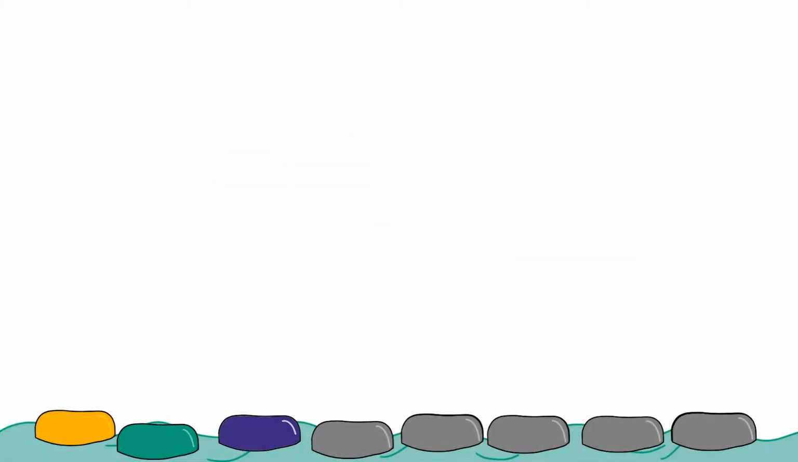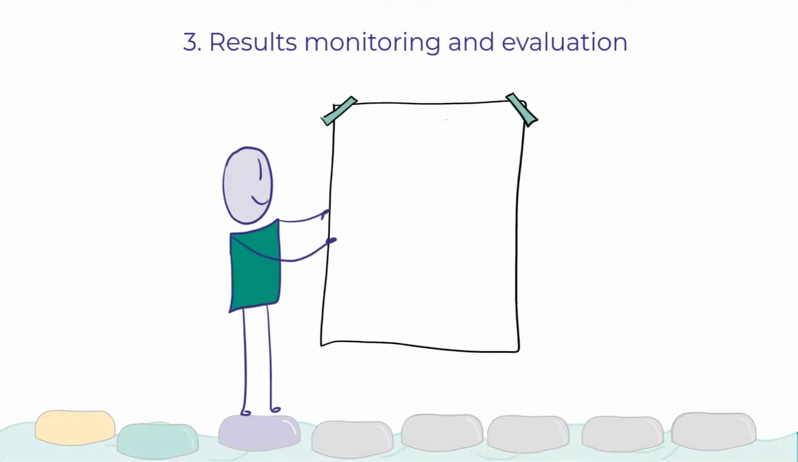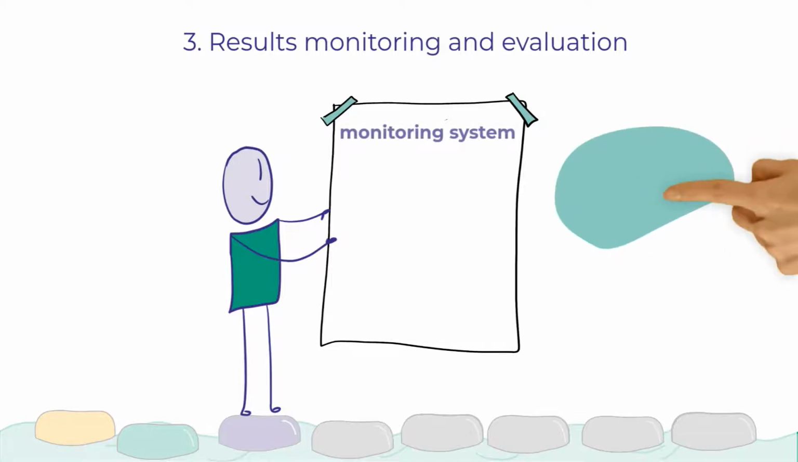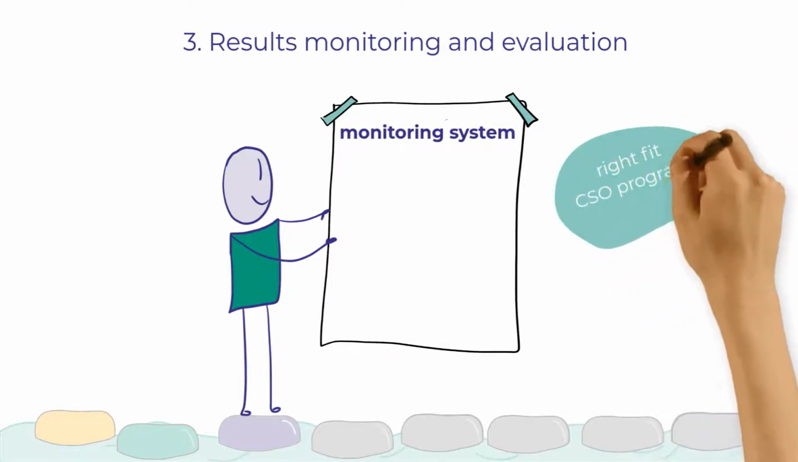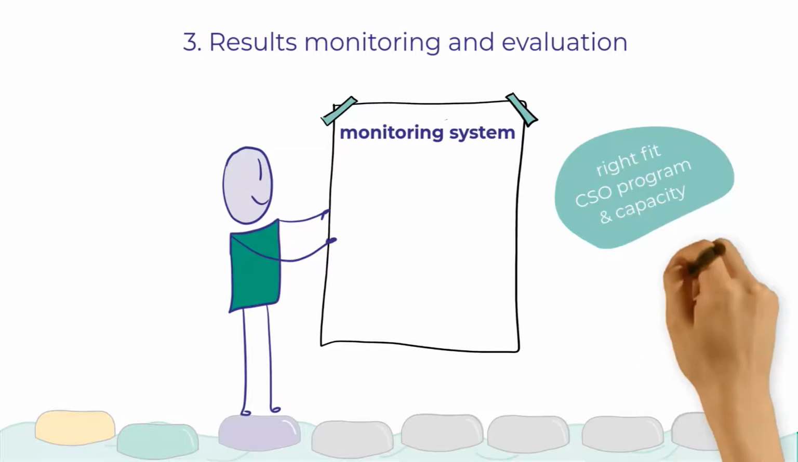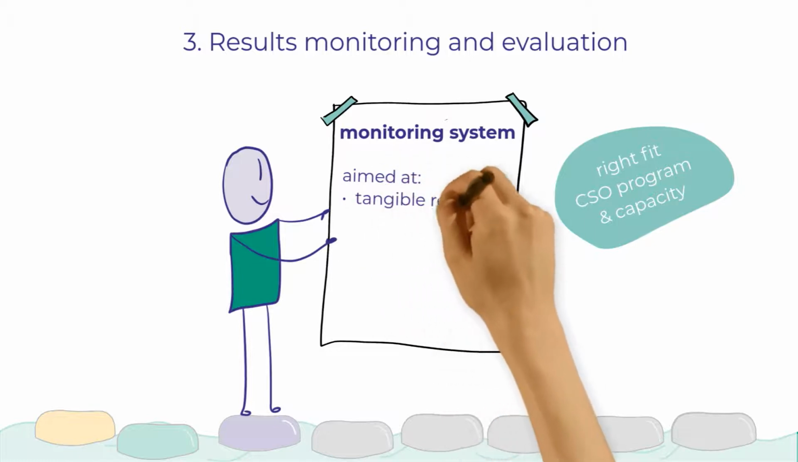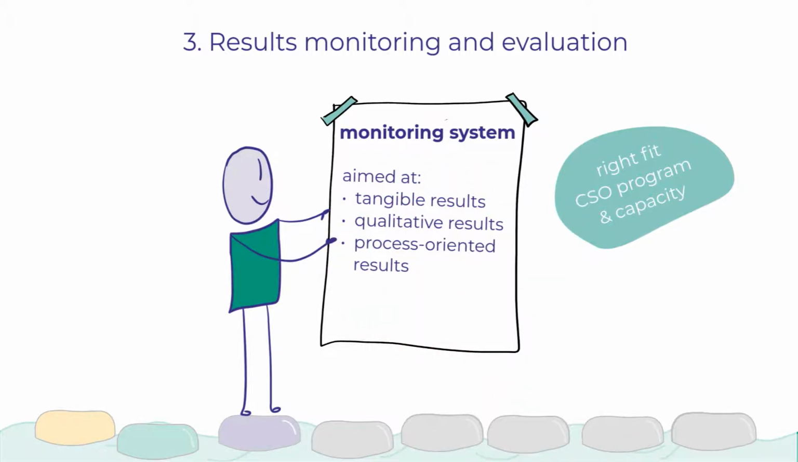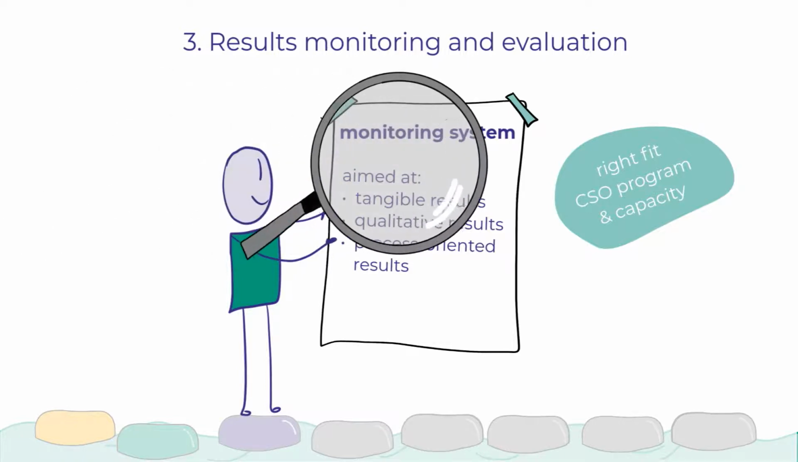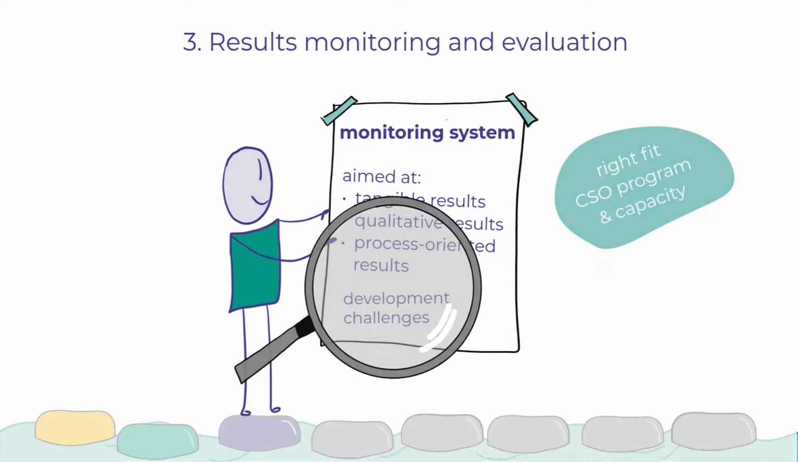The third stepping stone is results monitoring and evaluation. Donors could consider applying monitoring systems that are the right fit depending on the size and duration of the CSO program and the CSO's own capacity. Ideally, monitoring should be aimed at both tangible results as well as qualitative and process-oriented results. Donors should allow flexibility in monitoring and evaluation in order to take into account development challenges.